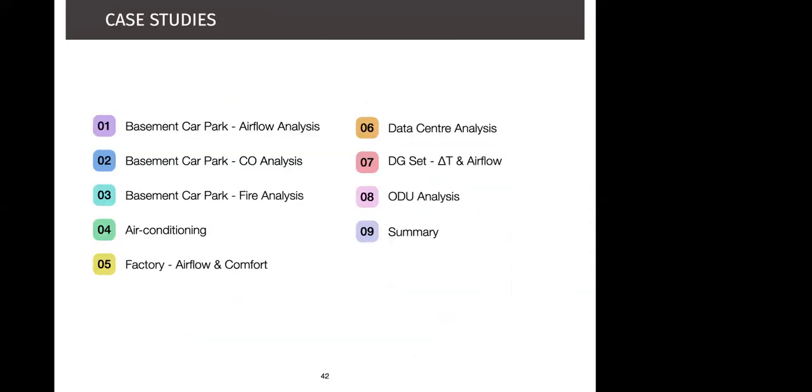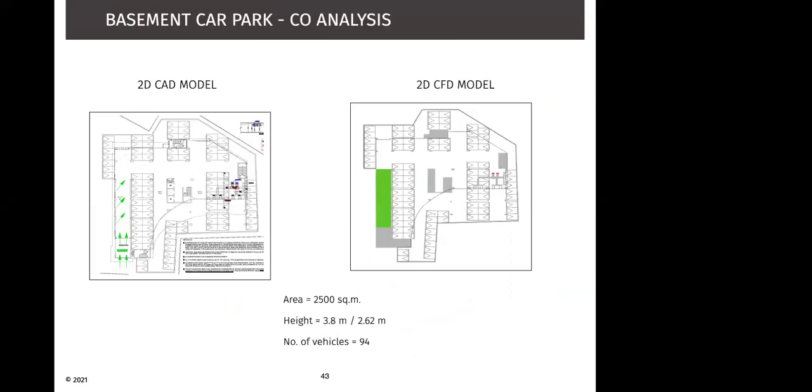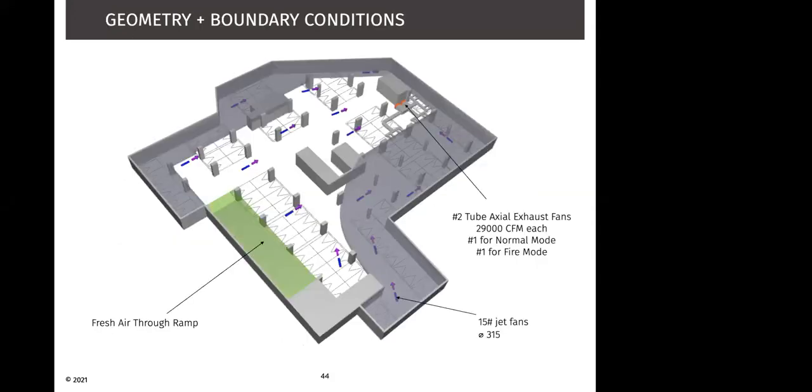Now going into part 2, which is CO analysis. Again, we start with a 2D CAD model, which is converted into a 2D CFD model. This is a car park of 2,500 square meter area, and there are 15 jet fans located around the car park. The fresh air is considered through the ramp, and there are 2 fans provided, one in normal mode and one in fire mode, exhaust fans.